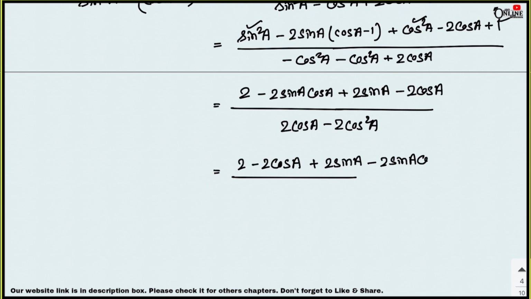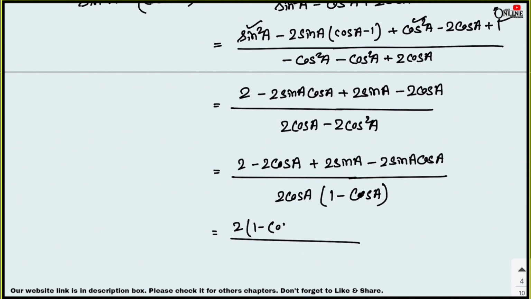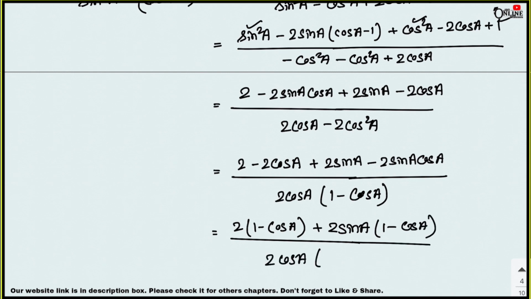So here 2 sin A cos A, and lower one, if 2 cos A common, it will be 1 minus cos A. Sorry, 1 minus cos A, not 2 cos A. Okay, so from the upper one, first common 2, it will be 1 minus cos A. From the next part, common 2 sin A, it will be 1 minus cos A. Lower one, you have 2 cos A, then 1 minus cos A.